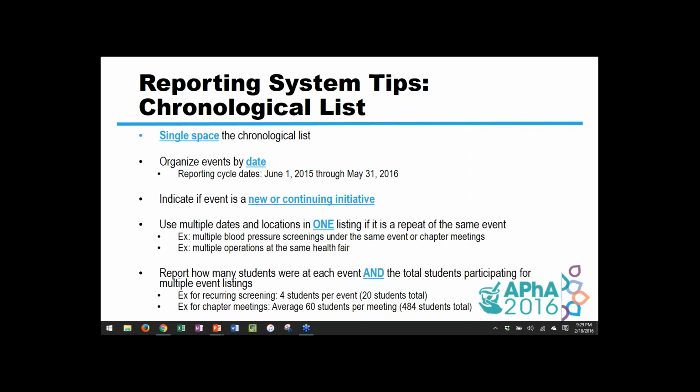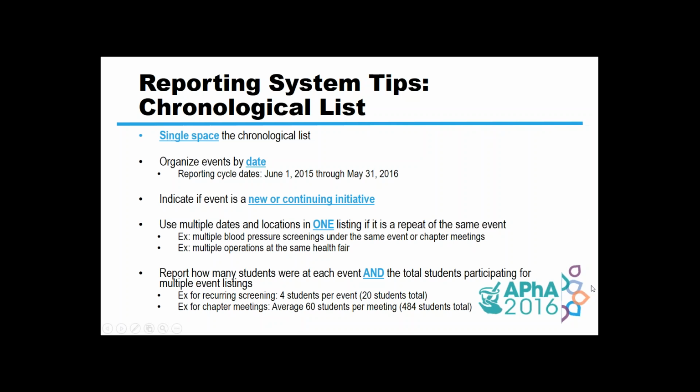And for events that occur multiple times, like chapter meetings or executive board meetings, be sure to put that under one entry, but include all of the dates. And you can also do this for multiple blood pressure screenings or anything else that recurs multiple times. Just be sure to include the dates and the locations. Regarding the locations, we don't need the physical address. You can just put the city and the state.